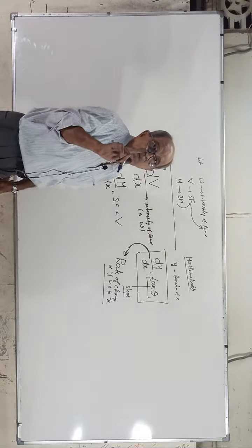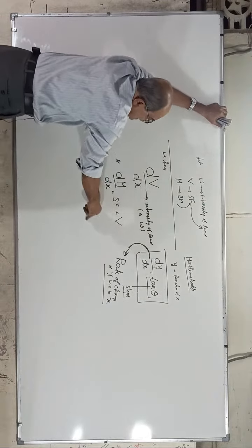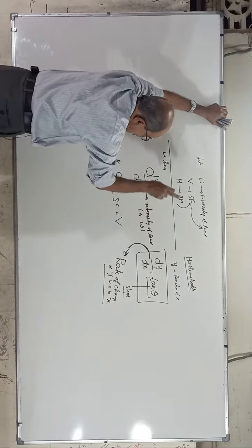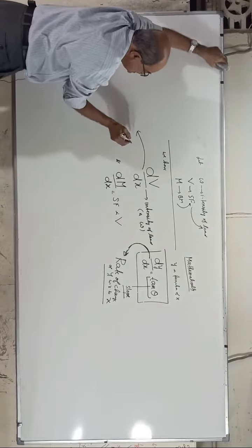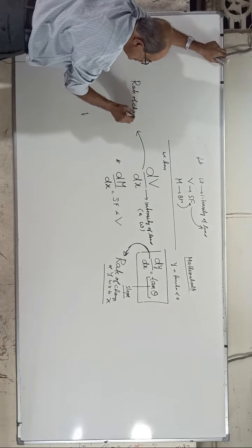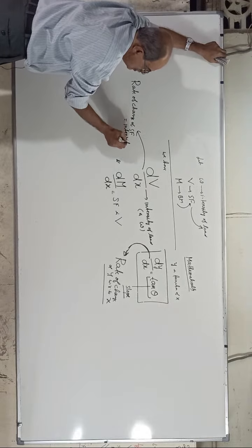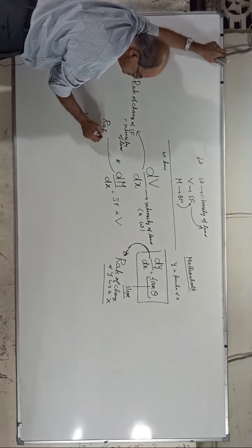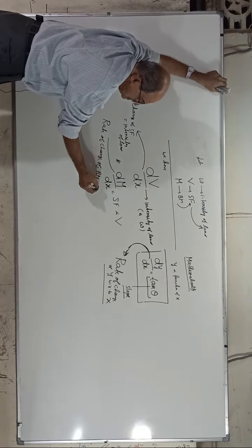Now, one most important part. I will tell this once. dV by dx is the intensity of load, dM by dx is the shear force. Or you can say it in this language: the rate of change of shear force is equal to the intensity of load, and the rate of change of bending moment is equal to the shear force.